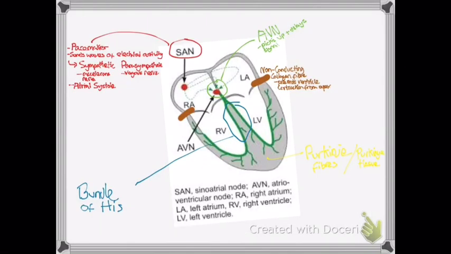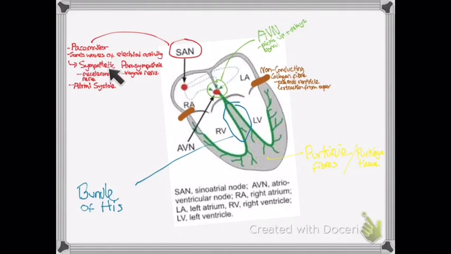Now we're going to look at how the heart produces a signal. So we've got 4 or 5 main things to look at here. First of all, we've got the SAN, the sinoatrial node. This generates waves of electroactivity, waves of excitation.